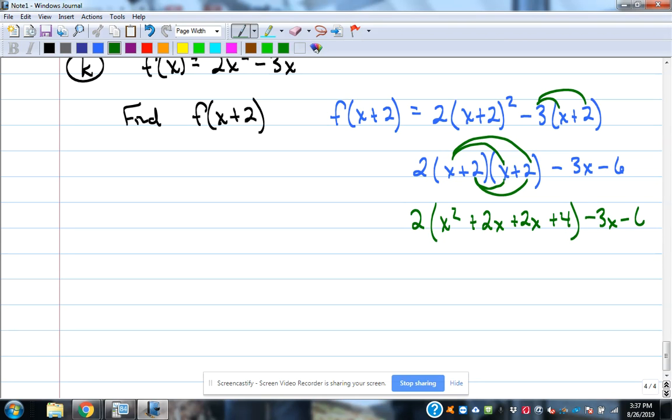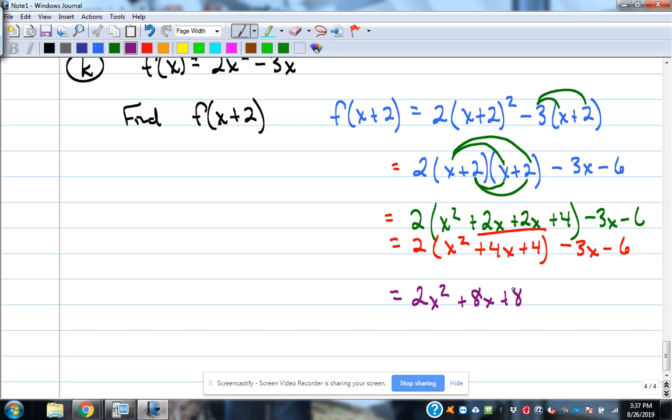X squared is x times x. X times 2 is 2x. 2 times x is 2x. 2 times 2 is 4. You get all of those pieces from squaring x plus 2. And then I can simplify that a little bit. 2x and 2x, they're like terms, so that'd be plus 4x. Still got the minus 3x and minus 6. And then I can distribute the 2 to that. That's 2x squared plus 8x plus 8 minus 3x minus 6.